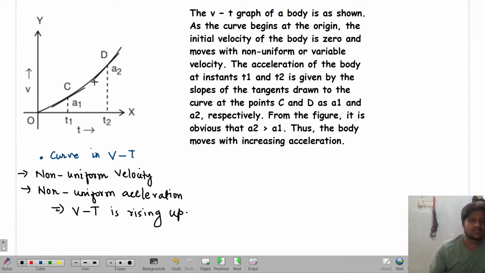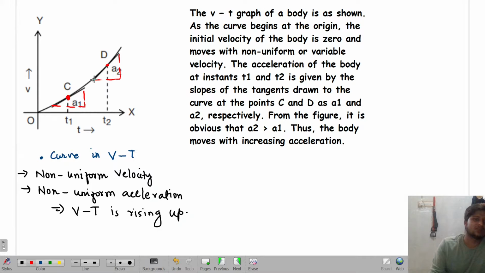So can you tell me what is happening over here? Let's suppose this is my point C and this is my point D. Which one is having higher acceleration? Point D. Try to understand. We know our concept of slope: a higher slope in a VT graph means higher acceleration, and a lower slope means lower acceleration. To understand that, I'll construct one right angle triangle at point C.